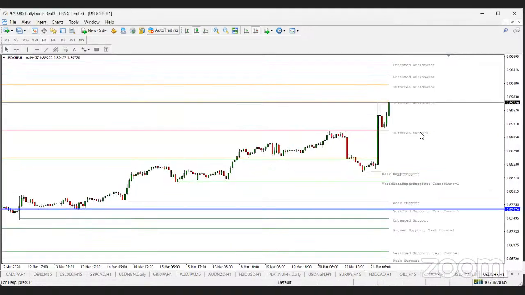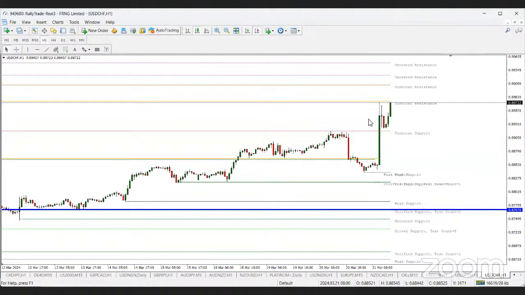Even USD CHF. Okay, if price breaks this resistance, it may do a bit of retracement and continue on the upside. But if you are trading USD CHF, you should be looking out for a buy because the dollar is quite strong, stronger than CHF, okay?